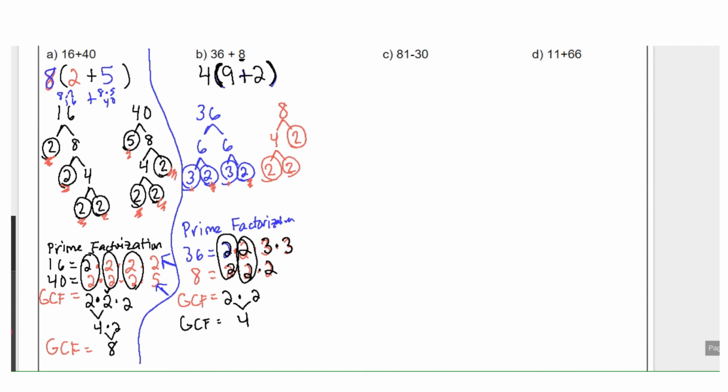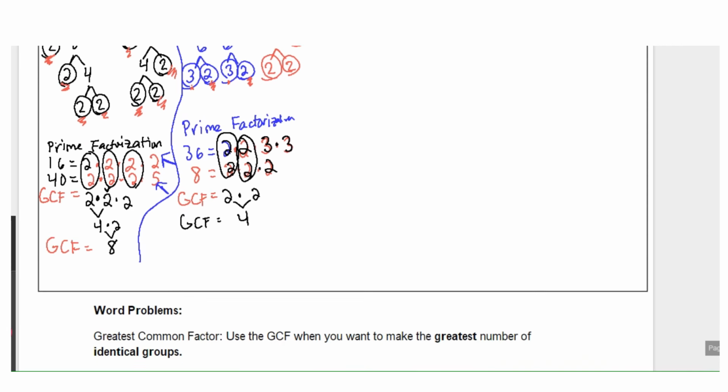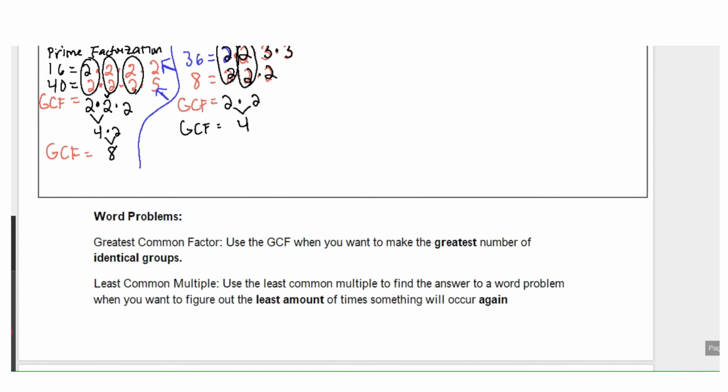And that's the answer. I'm going to look at the other 2 in class, and we're going to practice some more. I want to bring you to word problems because we're going to introduce word problems. So how do you find the greatest common factor in word problems? So you want to know these 2 definitions. You want to use the greatest common factor in word problems when you're trying to find the greatest number of identical groups. So that's the main thing.